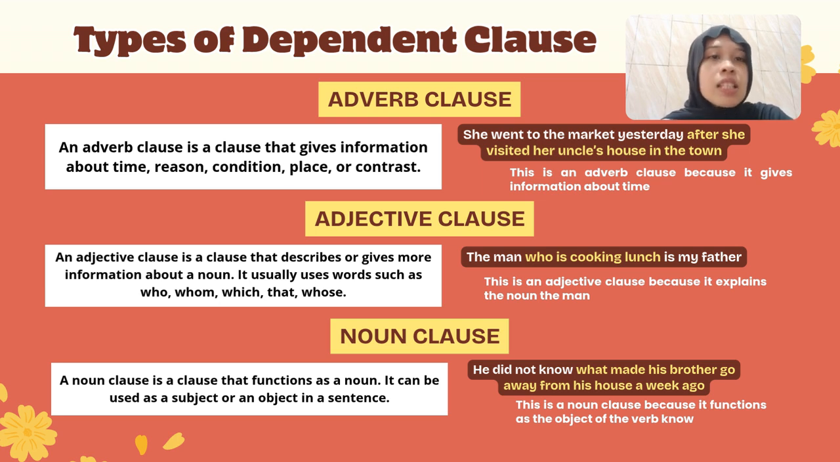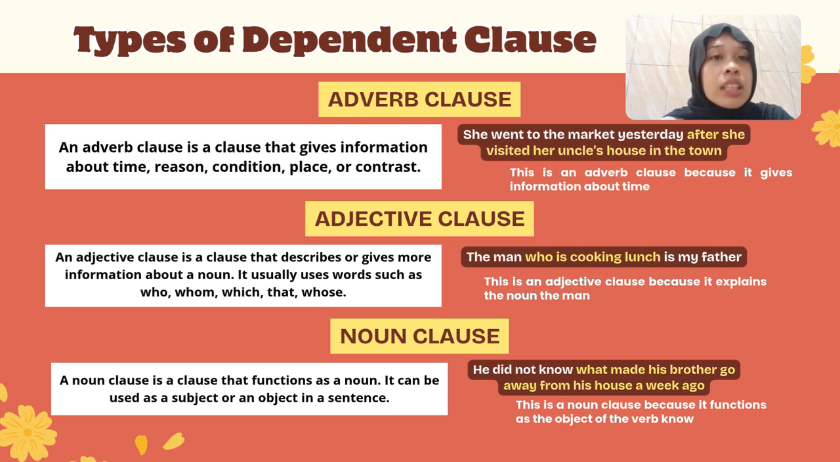The third type is noun clause. A noun clause functions as a noun. It can be used as a subject or object in a sentence. The example is, he didn't know what made his brother go away from his house a week ago. The dependent clause is what made his brother go away from his house a week ago. It is a noun clause because it functions as the object of the verb. It answers the question, what did he not know?